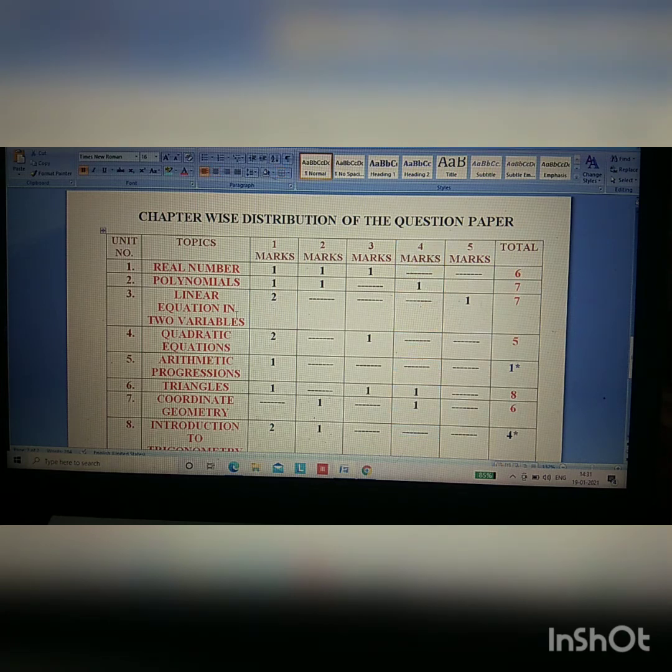Then linear equations: 2 questions of 1 mark and 1 question of 5 marks. The long type question would be on linear equations in 2 variables, so it contains 7 marks.